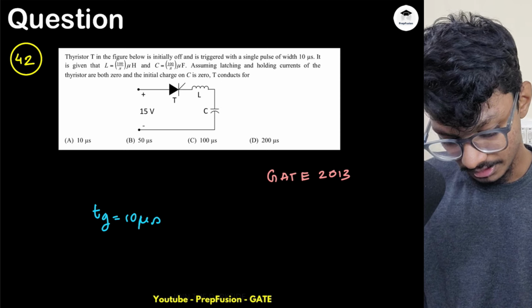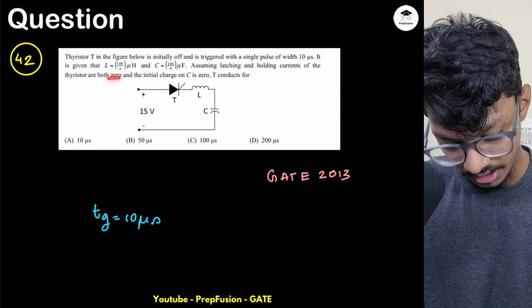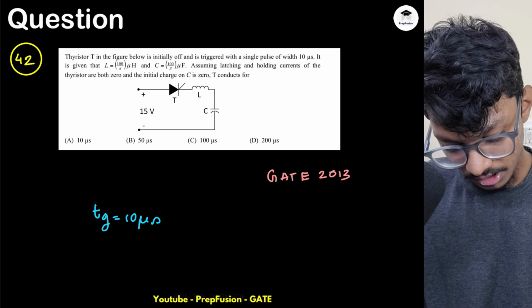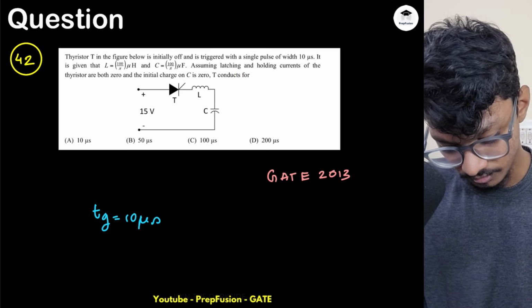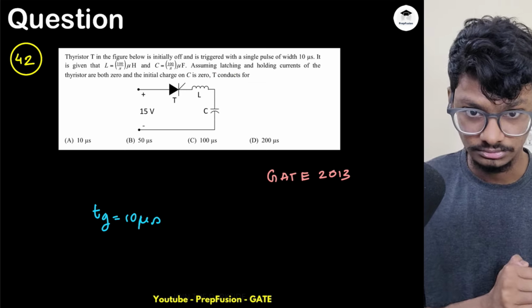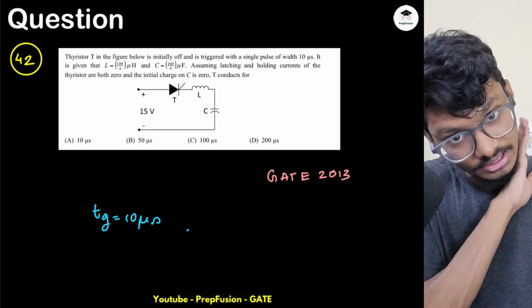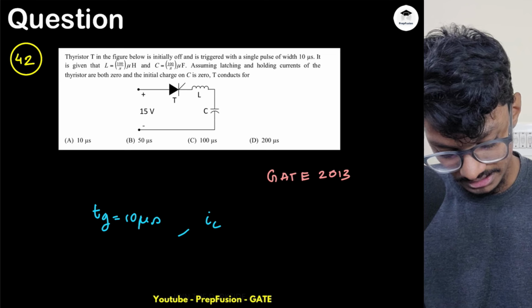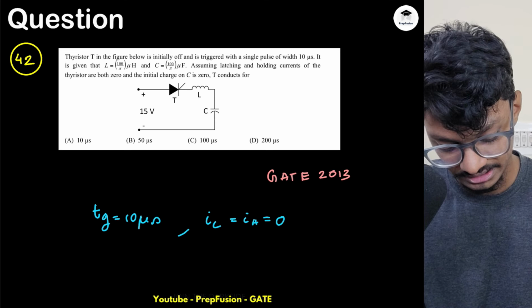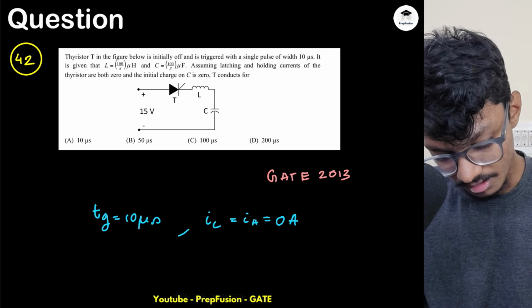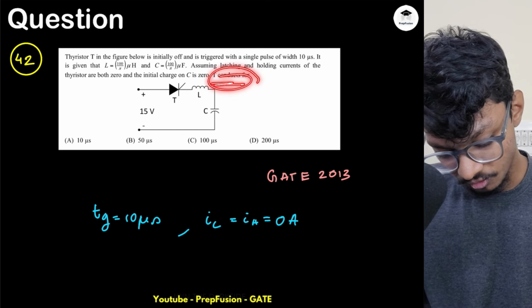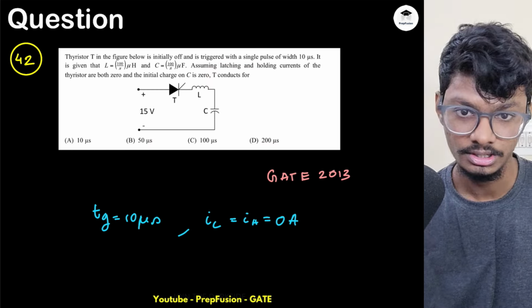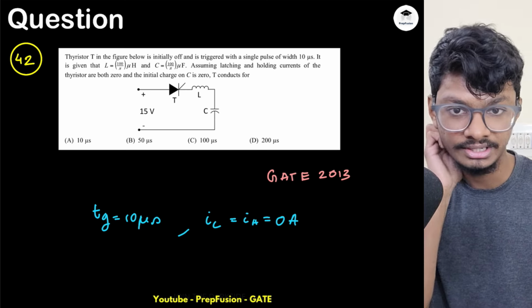It is given that L is 100 by pi, C is 100 by pi micro, assuming latching and holding currents to be zero. So the instant the gate trigger is applied, it latches on, and it can turn off as well, because I latching equals I holding, which is ideal, 0 amperes. T conducts for how much time? So how will I find how much time T conducts?